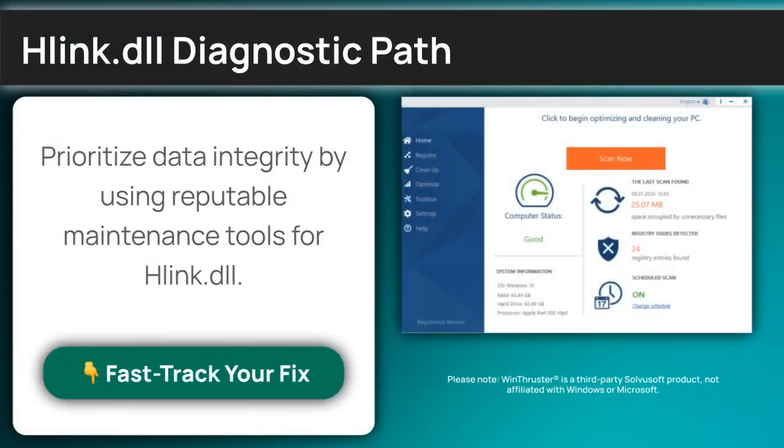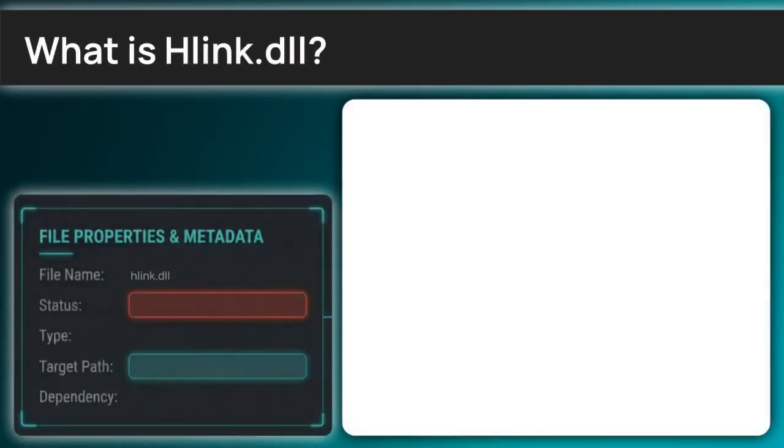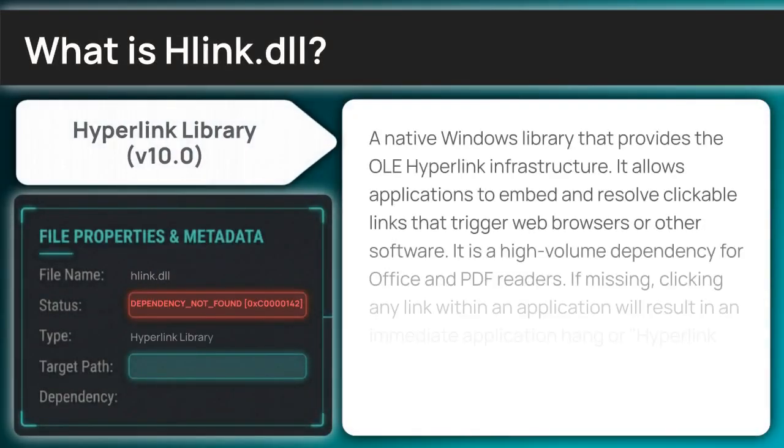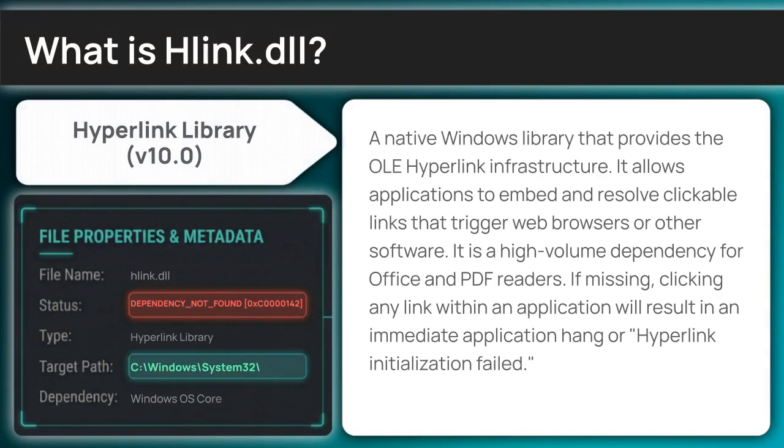This is the Hyperlink Library, a native Windows library that provides the OLE hyperlink infrastructure. It allows applications to embed and resolve clickable links that trigger web browsers or other software. It is a high-volume dependency for Office and PDF readers. If missing, clicking any link within an application will result in an immediate application hang or hyperlink initialization failed.